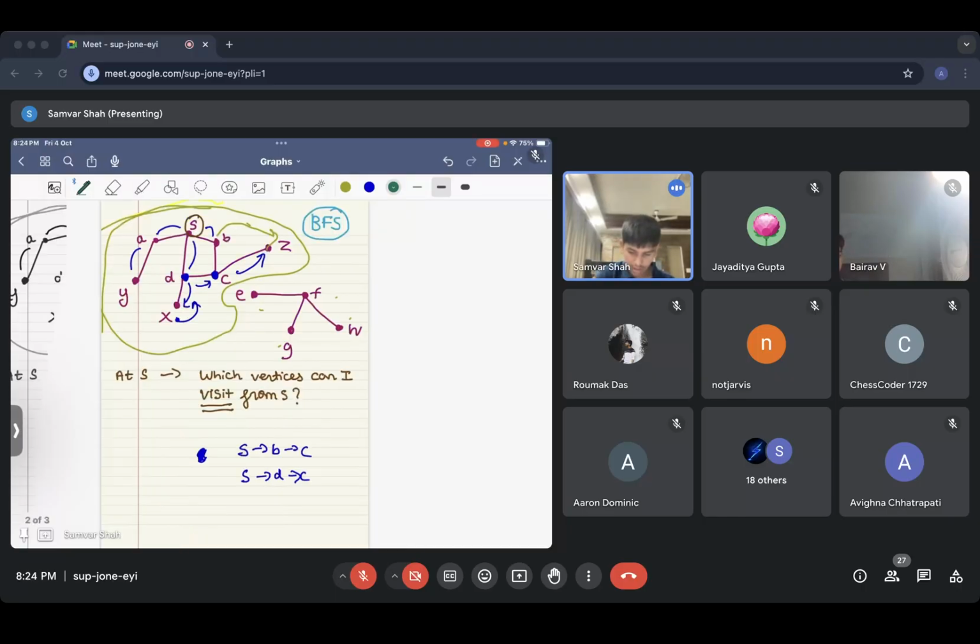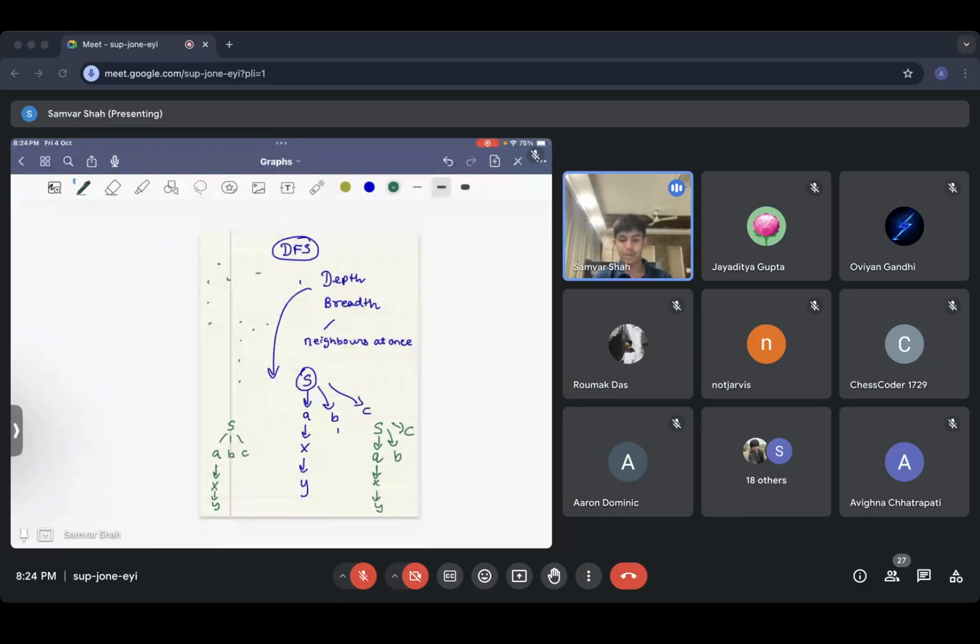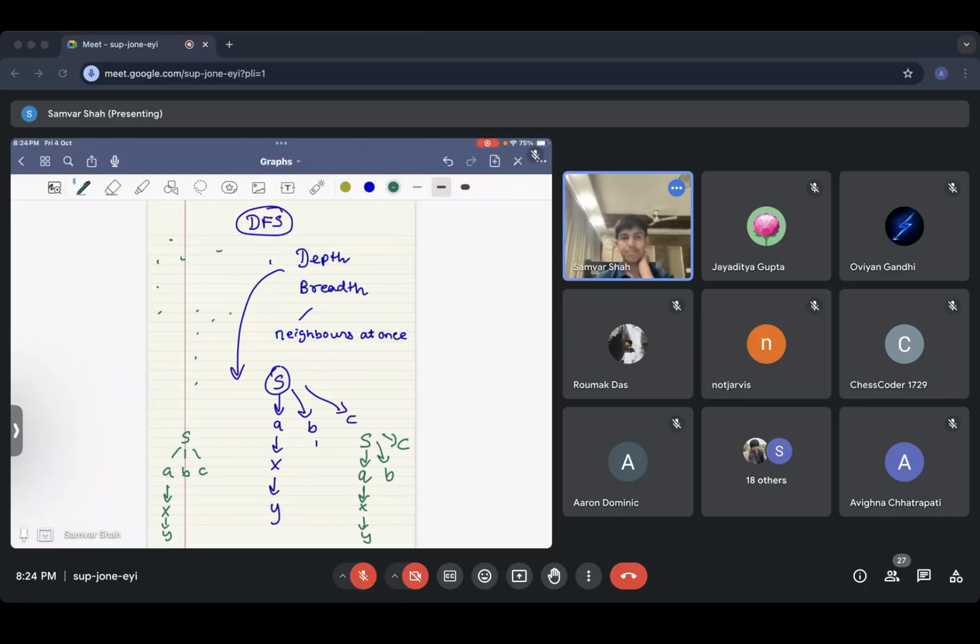Note that in this scenario, you get the exact same tree, but the way in which you get it is different. Here you go S to A to X to Y and then B and C, while in BFS you go S to A, B, C and then X, Y. So that's, on an intuitive level, the difference between BFS and DFS. One checks breadth and the other checks depth.